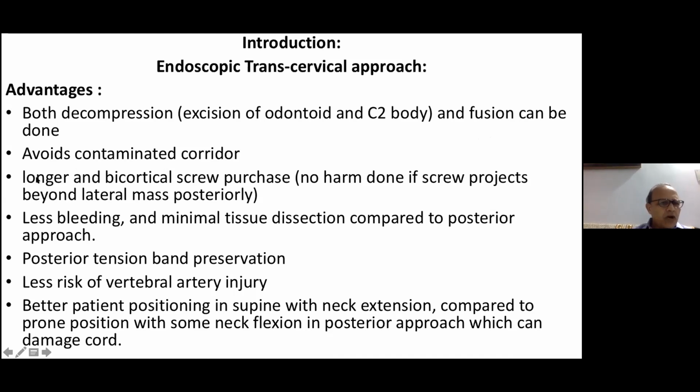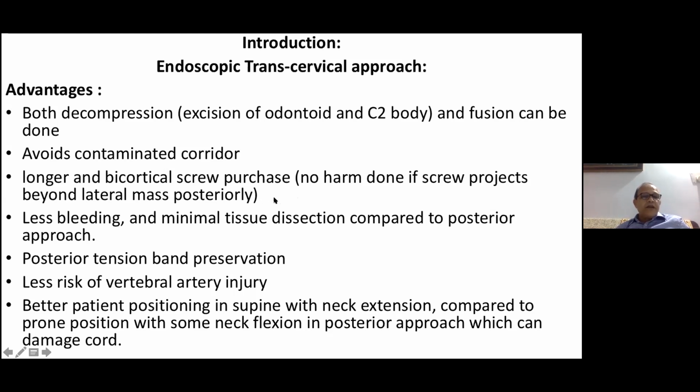There is a longer and bicortical screw purchase. This is also very important. Your screw can go right up to even beyond the posterior cortical margin, and there is no harm because there is no important structure there. So you can very well take bicortical purchase without any fear of injury to any structure which is posterior to the facet joint at C1 and C2.